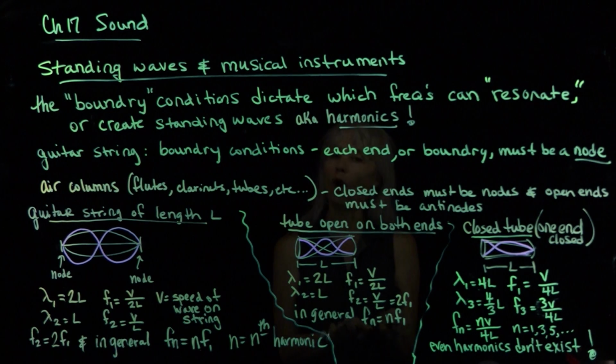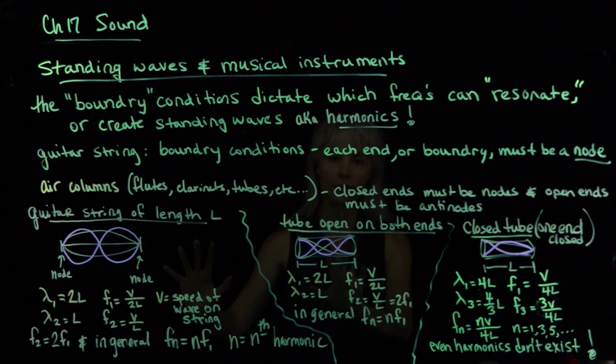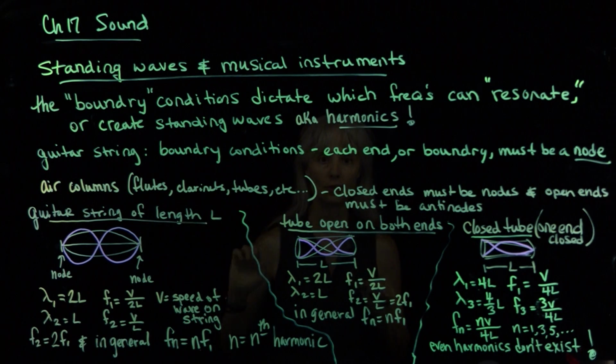So in general, for all the harmonics that oscillate, f sub n is equal to n times f1. So if you want the fifth harmonic, you would have 5 times the fundamental harmonic. If you want the eighth harmonic, it would be 8 times the fundamental harmonic. So all of the harmonics that oscillate are integer multiples of the fundamental harmonic. So these two are very similar. All even and odd harmonics oscillate within both of these instruments, open-ended tubes and the stringed instruments.